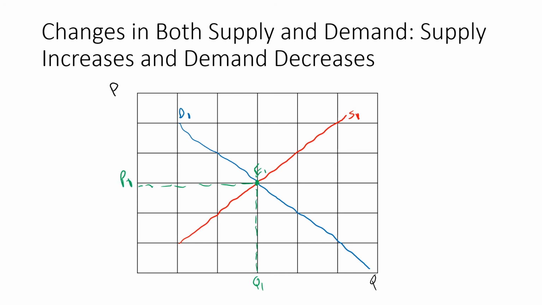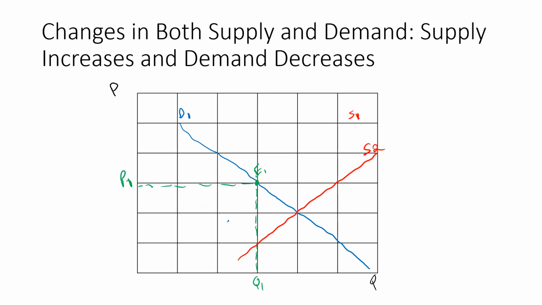Okay, so this is asking us supply increases, so let's do that. So supply increases, that's going to be a shift to the right. So let's draw a new supply curve here. Supply 2. And demand decreases. So let's draw a new demand curve like this.